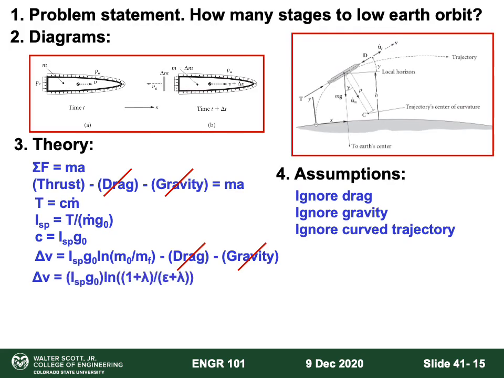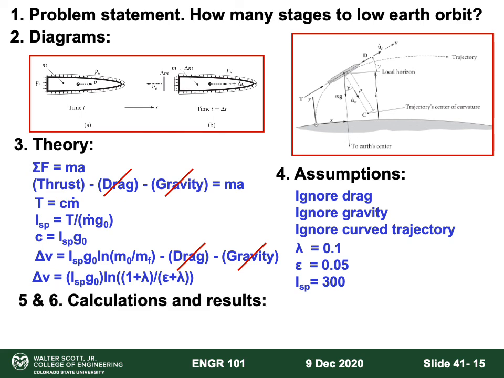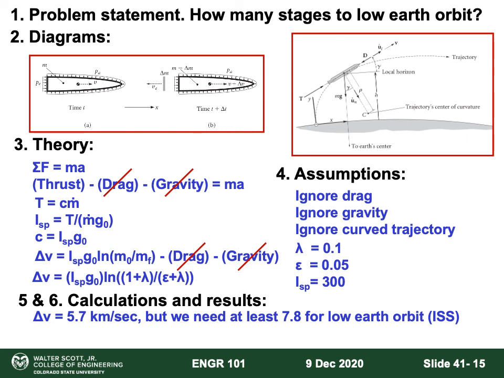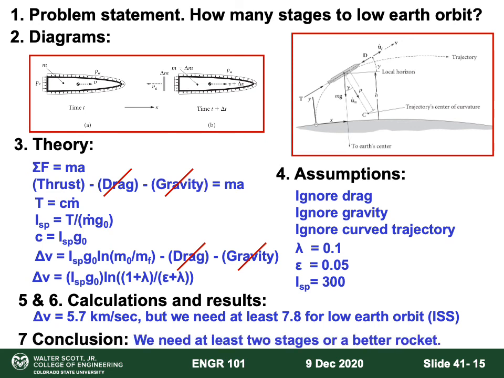So we're getting a bit ahead of ourselves. There is the equation, and there are the assumptions that we have used in terms of the structure ratio, payload ratio, and the specific impulse. When we substitute all of that in, we get that delta V of 5.7 kilometers per second. We need 7.8 for low Earth orbit. That goes down to 7.4 if we launch from a place that is closer to the equator, like in Florida. But 5.7 is not enough, so we need at least 2 stages or some technical improvements to the rocket in order to make it work.